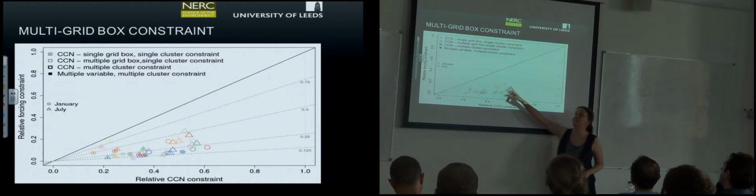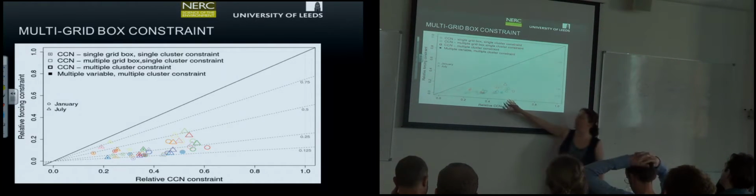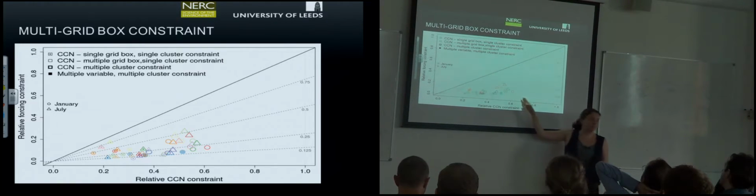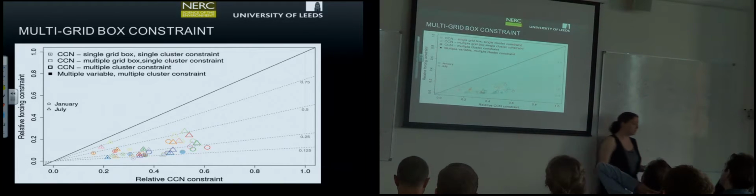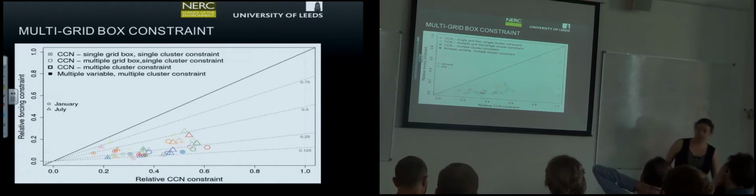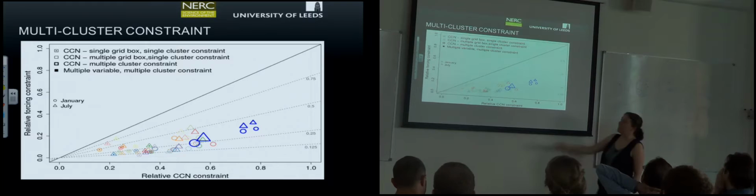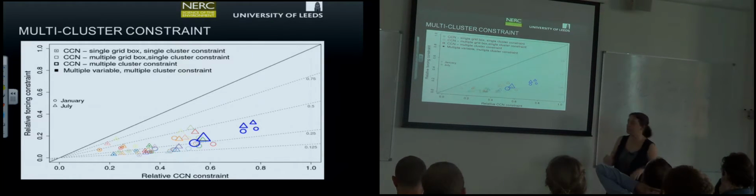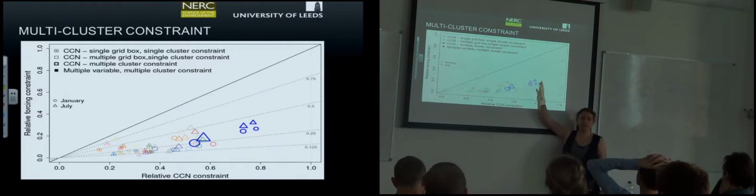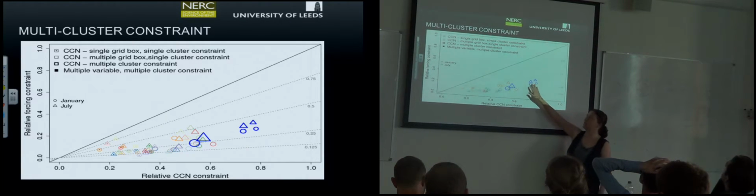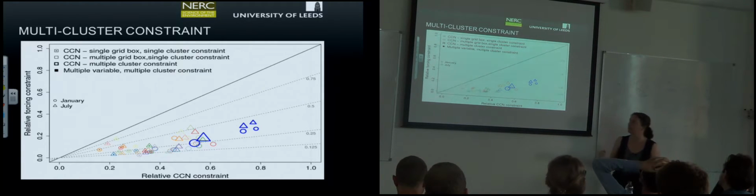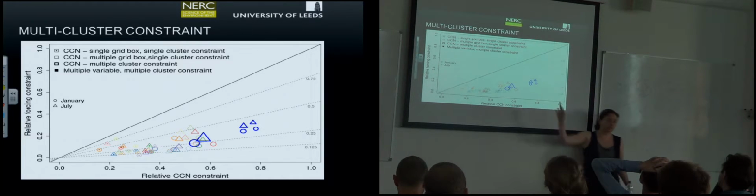If I take 10 different grid boxes within those clusters, I still don't start to move up to that line. So I'm getting my constraint on CCN better, but I'm still not learning about this temperature change at all. If I take one grid box from every cluster, so I should be constraining a lot of relationships here, I still don't hit this line. These different sizes are me putting different amounts of uncertainty on that constraint. So in fact, I don't do half as well.